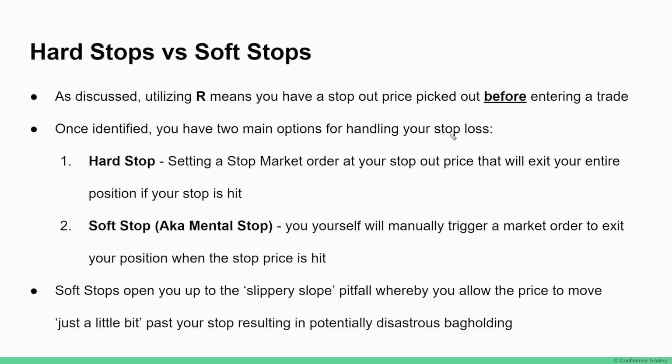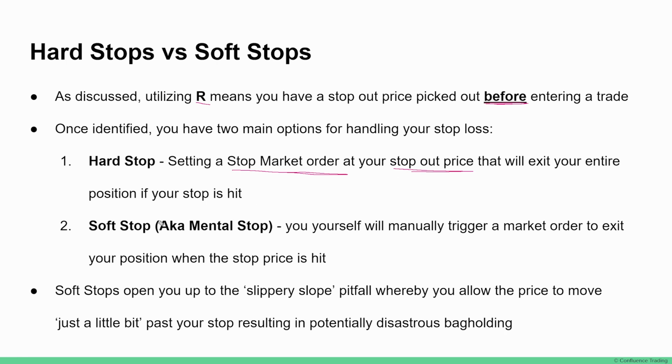So now let's talk about how you can continue to mitigate executional risk by utilizing hard stops instead of soft stops. As we discussed, R means that you have a stop out price picked before you enter a trade, right? Because that allows you to calculate your position size accordingly so that you lose only your fixed risk amount. So a hard stop means that you actually set a stop market order at your stop out price that will exit your entire position if this stop is hit.